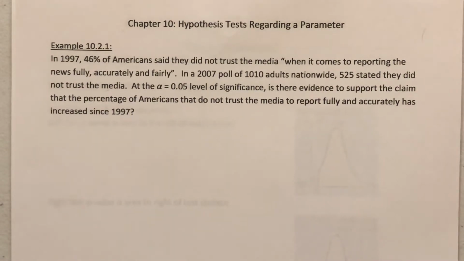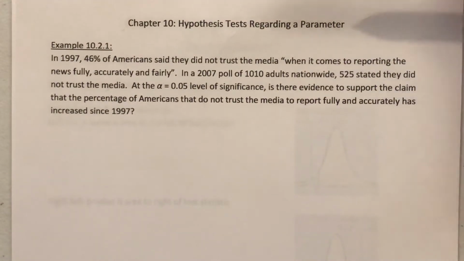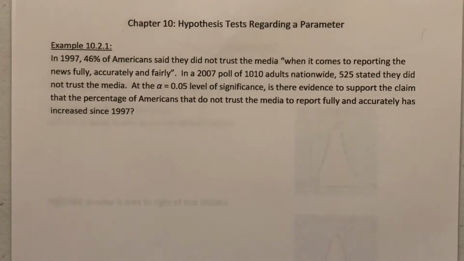So for our first full process of the hypothesis test, let's take a look at the following problem. In 1997, 46% of Americans said they did not trust the media when it comes to reporting the news fully, accurately, and fairly. In a 2007 poll of 1,010 adults nationwide, 525 stated they did not trust the media. At the alpha of 0.05 level of significance, is there evidence to support the claim that the percentage of Americans that do not trust the media to report fully and accurately has increased since 1997?